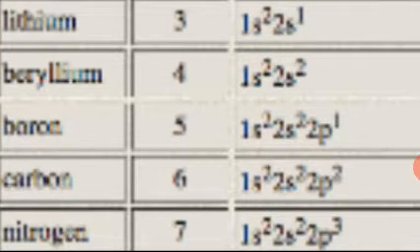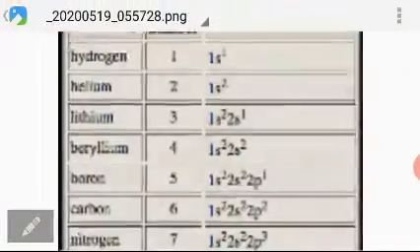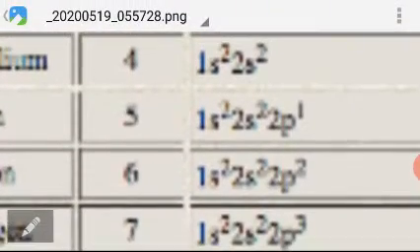Beryllium 4, 1s2, 2s2. Boron 5, we cannot write 1s2, 2s3. That one electron moves to the next subshell in the order, so 1s2, 2s2, 2p1. Carbon, atomic number 6, 6 electrons, so 1s2, 2s2, 2p2. For nitrogen, 7, 1s2, 2s2, 2p3.